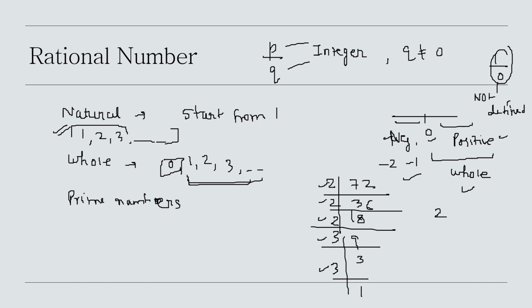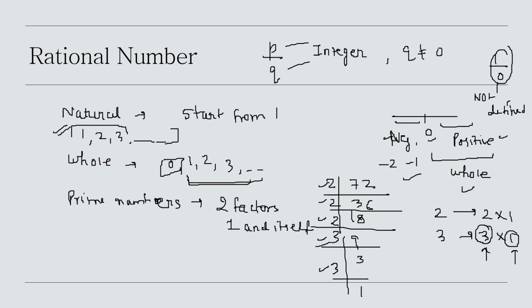Can you think of splitting 2 further? 2 can be split into 2 and 1. Then what about 3? 3 can be split into 3 and 1. So those numbers which have only 2 factors, the number itself and 1, are prime numbers. Okay? If you talk about the opposite of prime, that is composite numbers. So composite numbers have more than 2 factors.